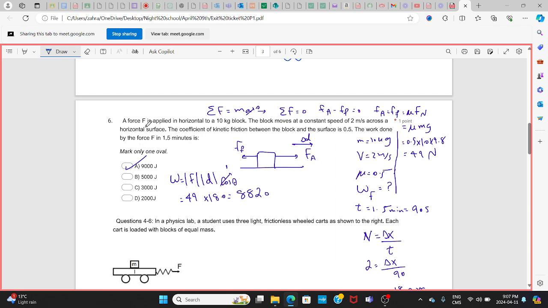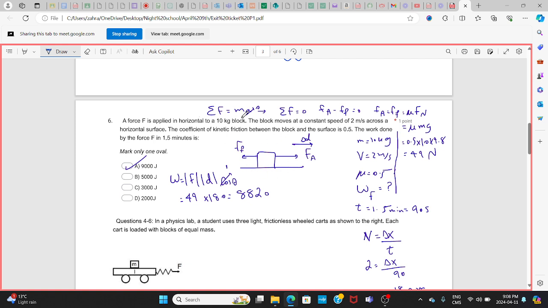Now here is another question. The force F is applied horizontally to a 10 kilogram block, which moves at constant speed, 2 meters per second, across the horizontal. The coefficient of kinetic friction between the block and the surface is 0.5. The work done by force F in 1.5 minutes is? Okay. I do not know the force applied, right? But I know this is moving with constant velocity.